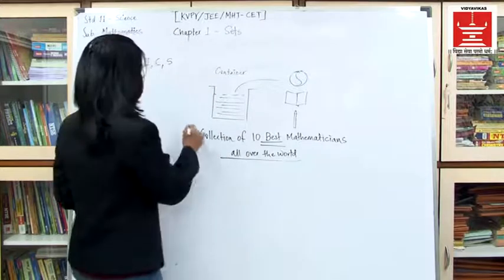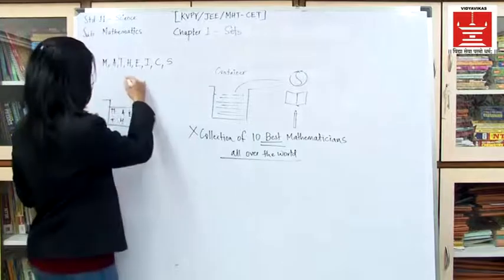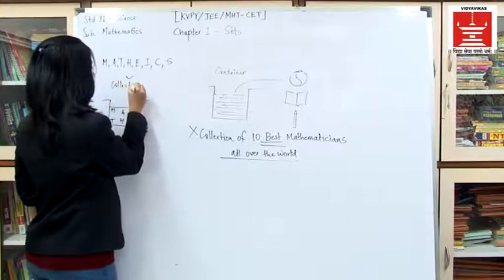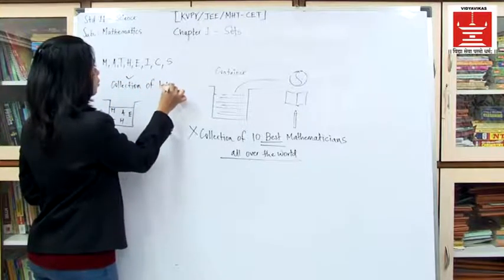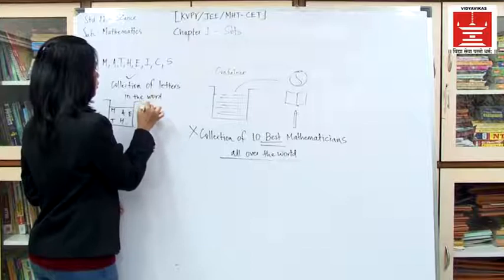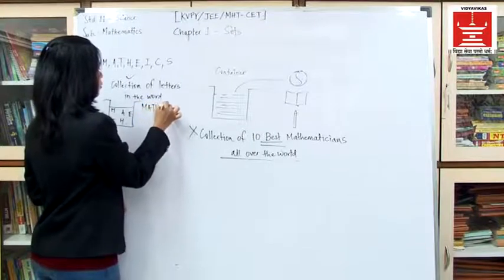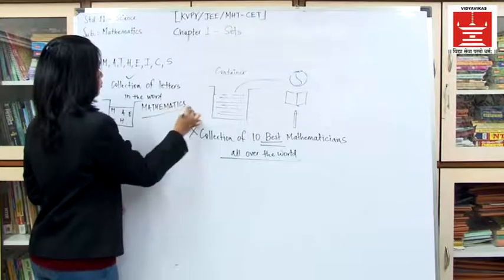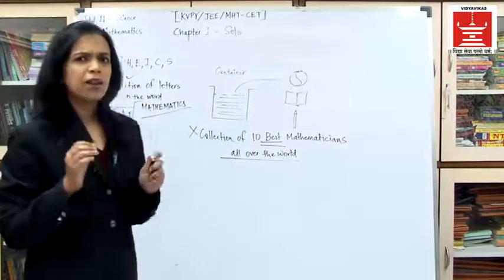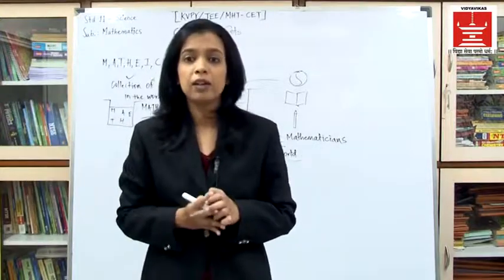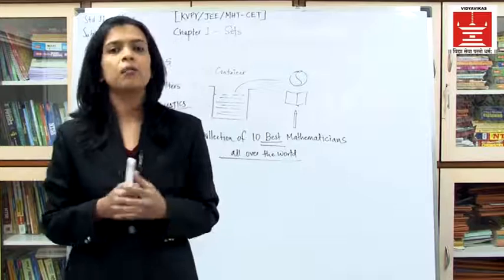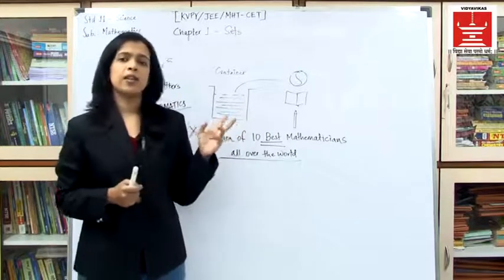So this is not a well defined collection, but this is collection of letters in the word mathematics, right? So this is nothing but our set. So the definition of set is very simple in fact, but the need of it and applications are rather very interesting and important. So what is the need to build set theory?